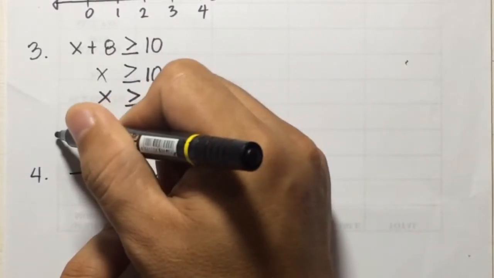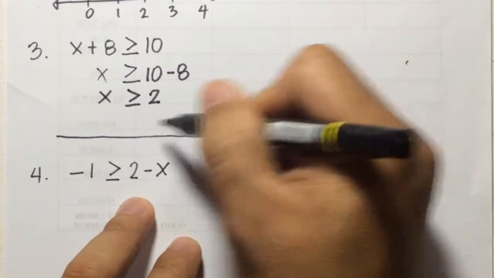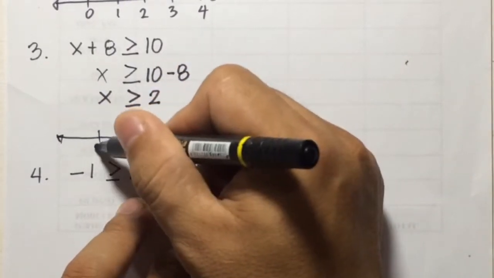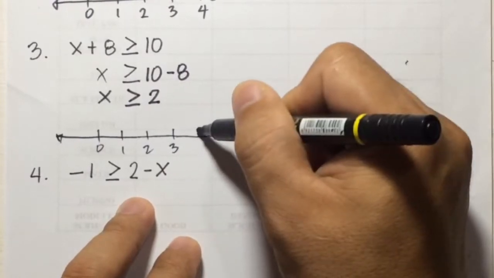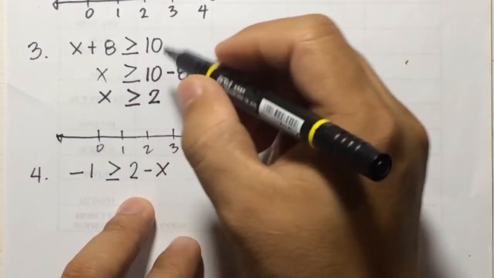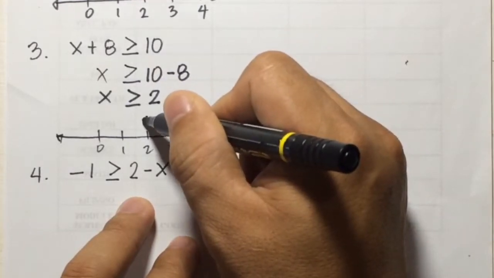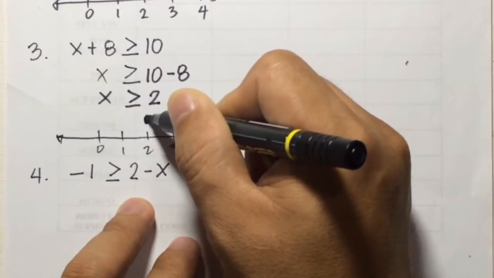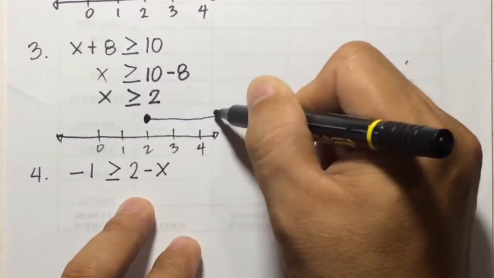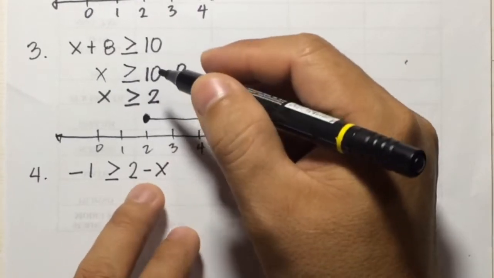So if we're going to have that one using a number line, we're going to have it here as 0, 1, 2, 3, 4. By this time 2 is included, so we're going to have our arrow as a shaded one. Now this means that 2 is part of the solution.